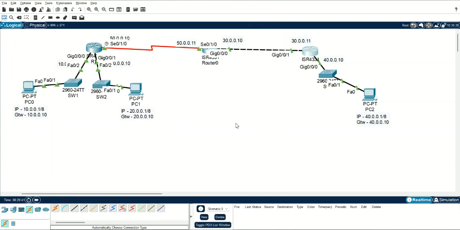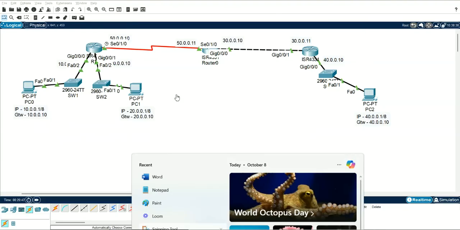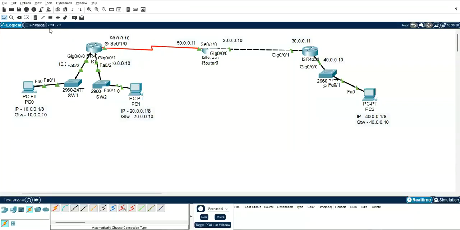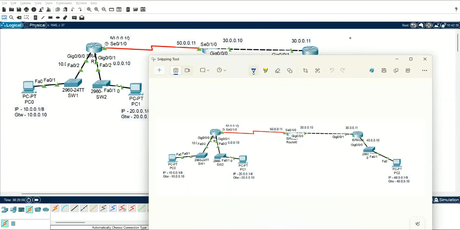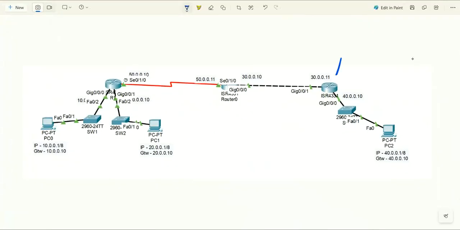Now we need to discuss about the routing part. You see, earlier we wrote a default route here because it is a stub router. This is the only gateway. Likewise for this one, this is the only gateway. So we need to go and change the default route here because previously we gave 30.0.0.11. Now we need to say 50.0.0.11. Correct?